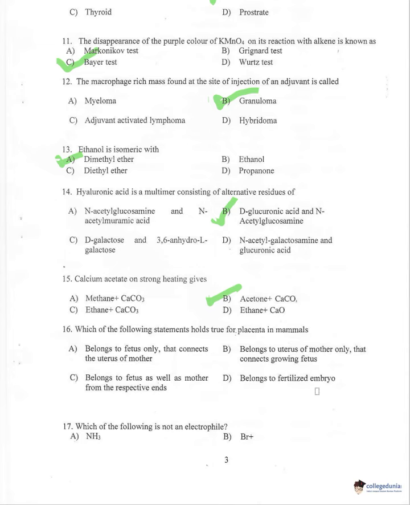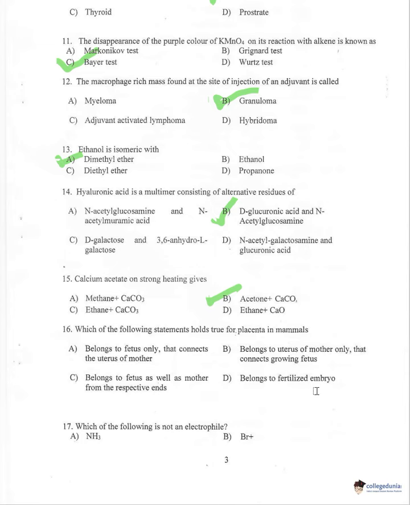The question 16. Which of the following statements hold true for placenta in mammals? A. Belongs to fetus only that connects the uterus of mother. B. Belongs to uterus of the mother only that connects growing fetus. C. Belongs to fetus as well as mother from the respective ends. D. Belongs to the fertilized embryo.